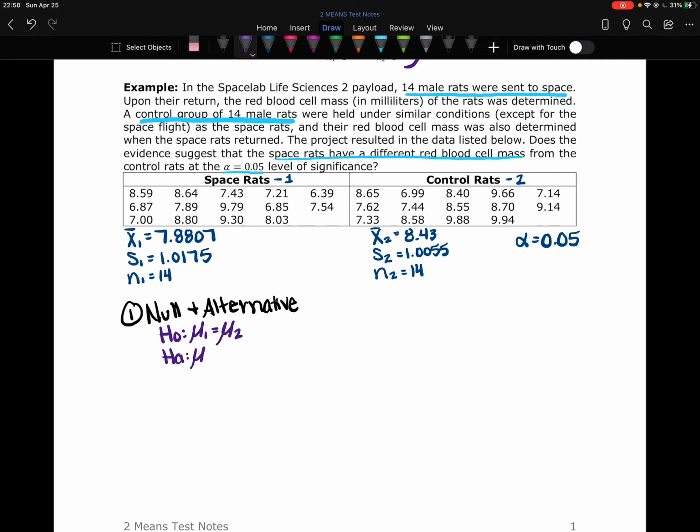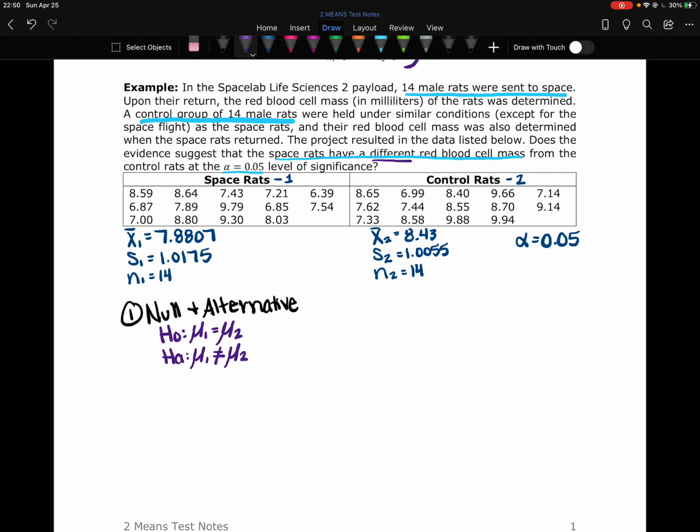The alternative is that the mean of the first group would be different. We don't know if the space flight is going to increase or decrease their red blood cell mass. We just want to know, is it different between our rats in the control group?